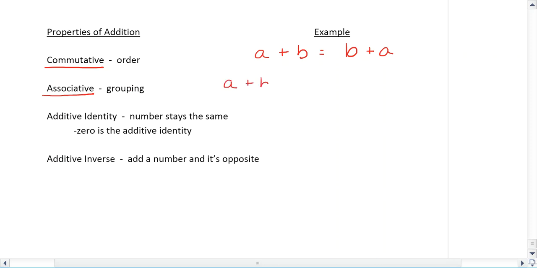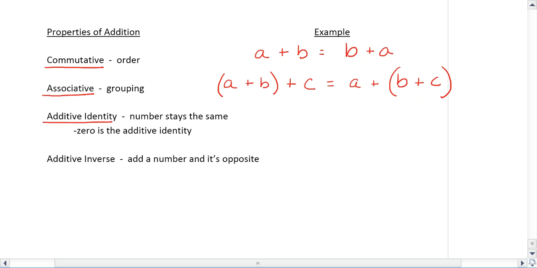If you're adding 3 numbers and you add these 2 numbers first, a and b, and then add c to it, the associative property says you would get the same answer if you changed the grouping and added b and c first, got that answer, and then added a.